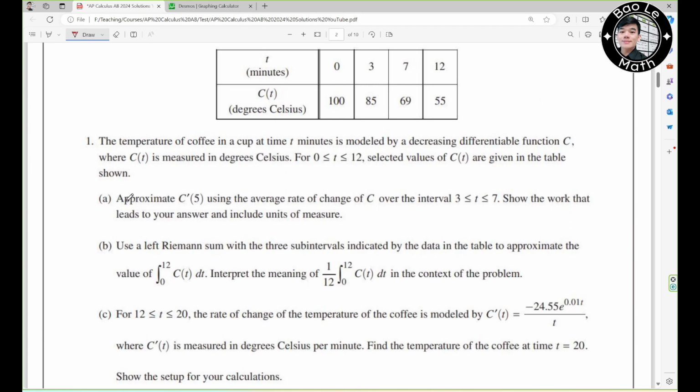Question number 1A. Approximate C prime of 5 using the average rate of change of C over the interval 3, 7. Show the work that leads to your answer and include units of measure.